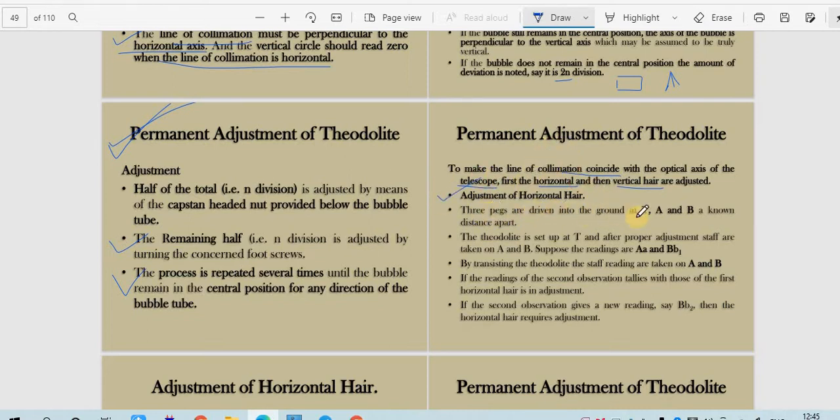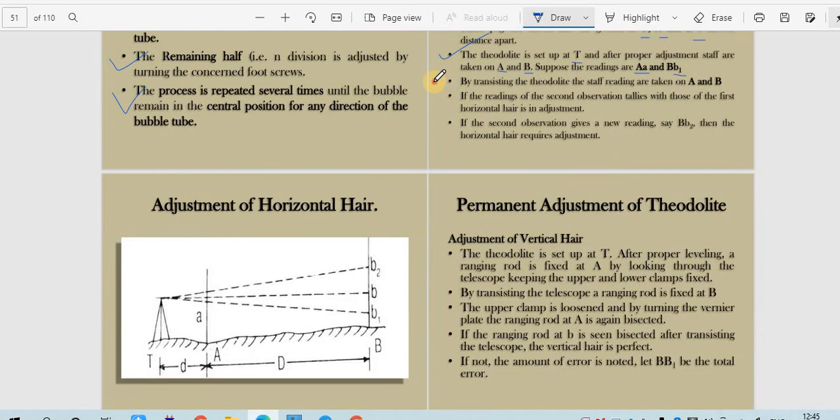Three pegs are driven into the ground, T, A and B, at a known distance apart. So we will fix three pegs: T, A and B. The theodolite is set up at T, and after proper adjustment the staff readings are taken at A and B. So from T you will take the reading at A, and from T the reading at B. Suppose the reading at A is a1, and the reading at B is b1.